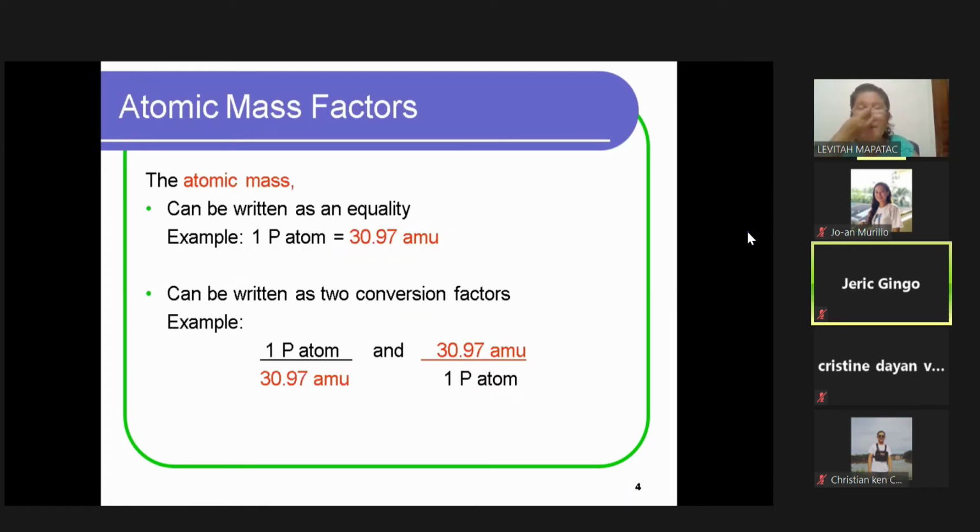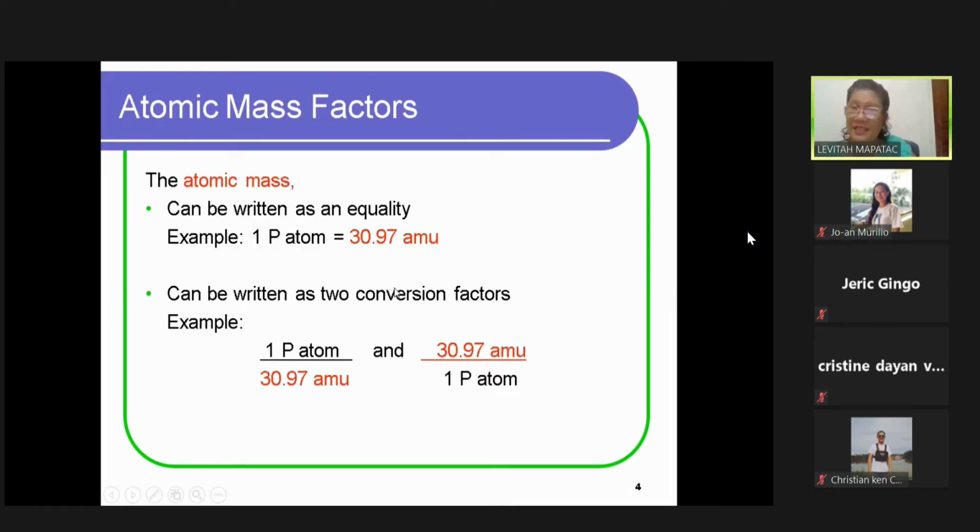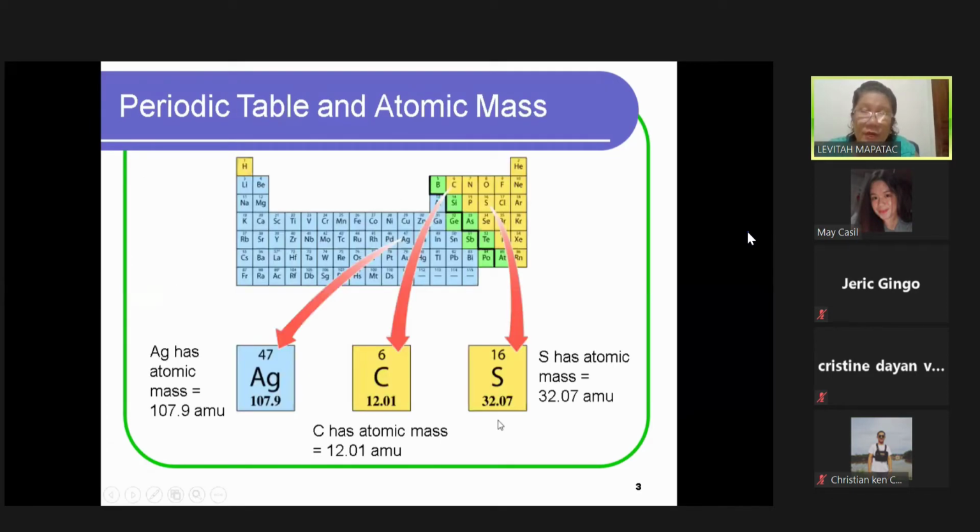So, atomic mass can also be written as an equality. For instance, 1 phosphorus atom has an atomic mass of 30.97 atomic mass unit. For sulfur, 1 sulfur atom is equivalent to 32.7 gram per mole. Okay?